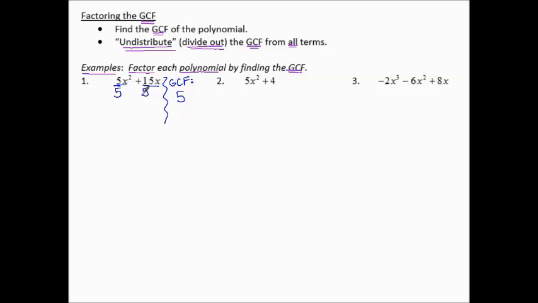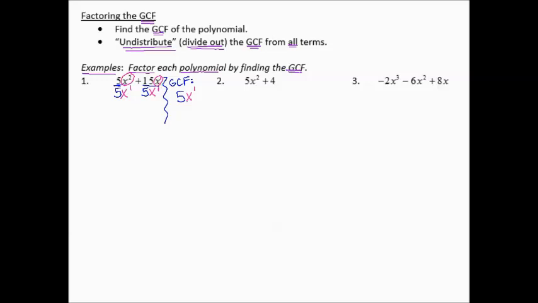Then I want to look at my x's. I have x squared and I have x. And I ask myself, what can I divide both of those by? I really want to look at the smallest power that I have. This one has an x squared and that one has an x to the first. So I can divide them both by just an x to the first. So 5x to the first and 5x to the first.